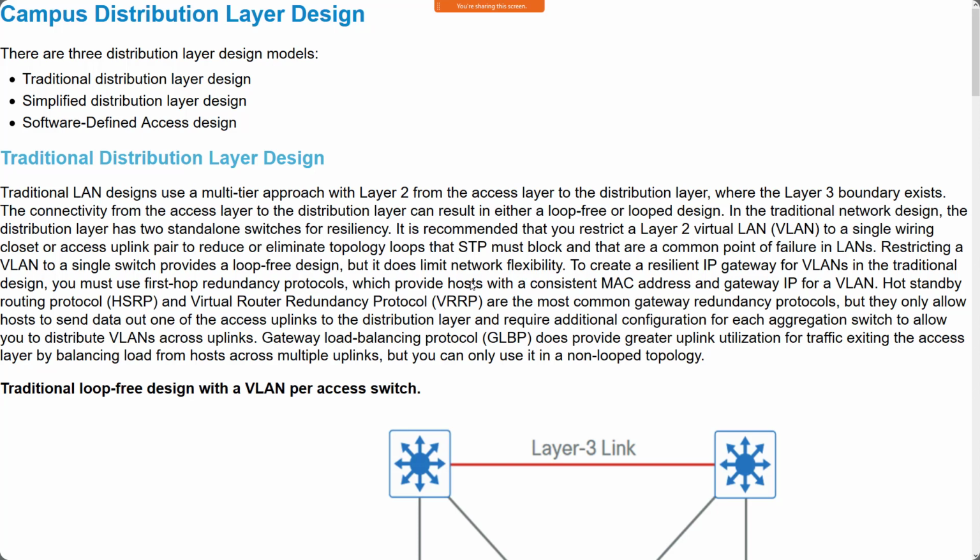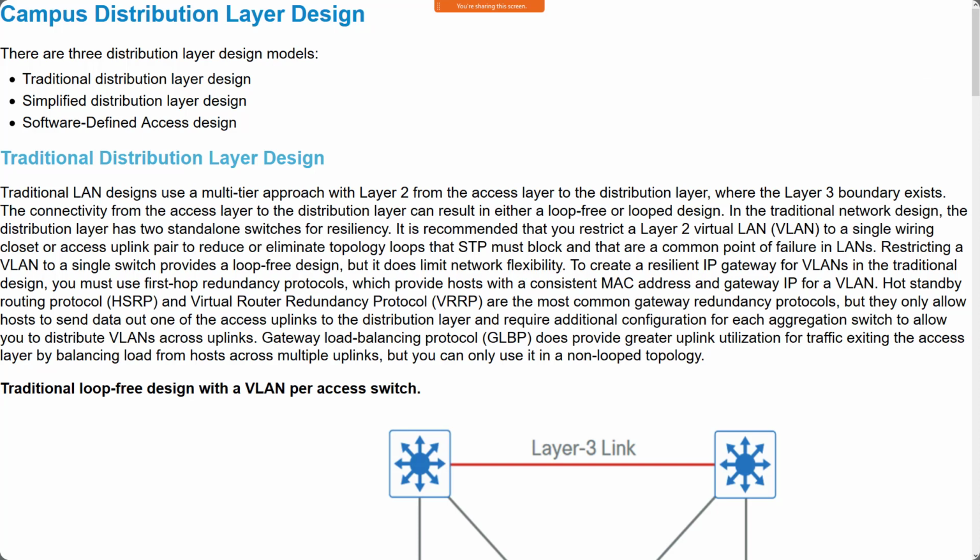So the last section we'll talk about is the campus distribution layer design. There are 3 distribution layer design models: traditional distribution layer, simplified distribution layer, and software-defined access design, which, by the way, incorporates the first 2 potentially. We'll see that as we go through this discussion here.